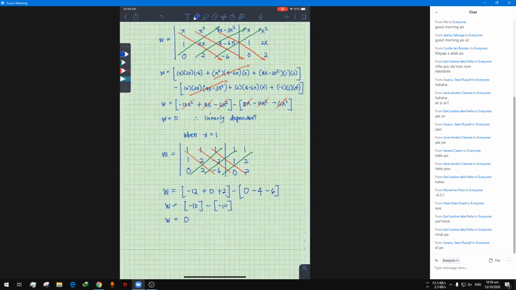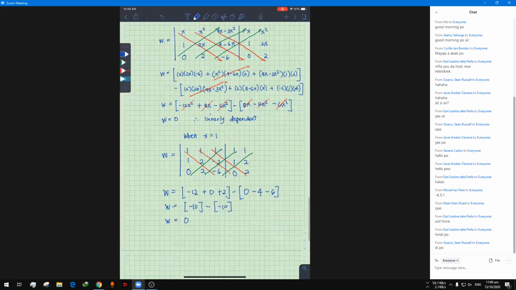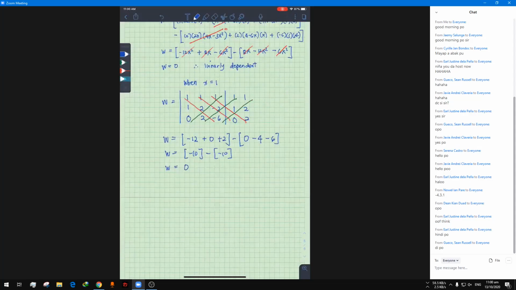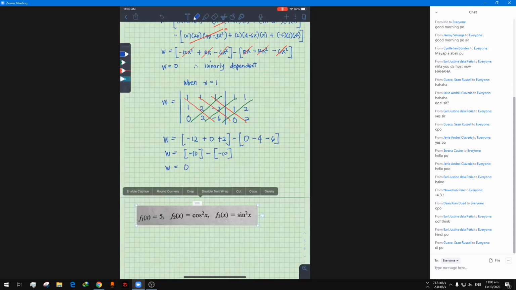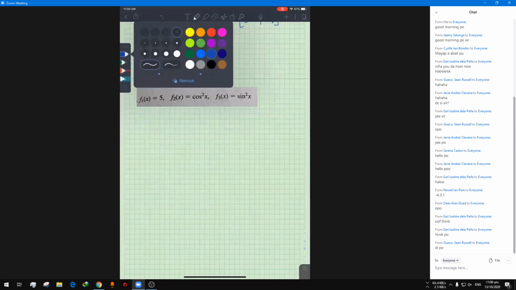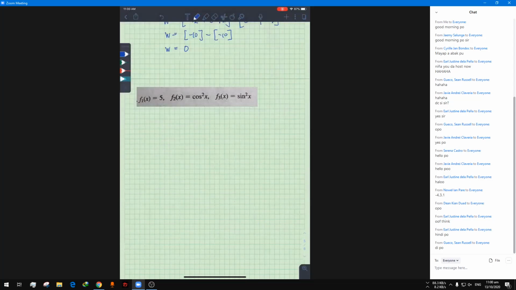So should we solve the other one? So pwede rin yung isa, no? Let's say yung pangalawa. So ito, solve ko na lang na magsa-substitute ako, no? So this is W. I'll have 5 cosine squared x sine squared x. So derivative ng 5 is 0. Tapos 0 yun.